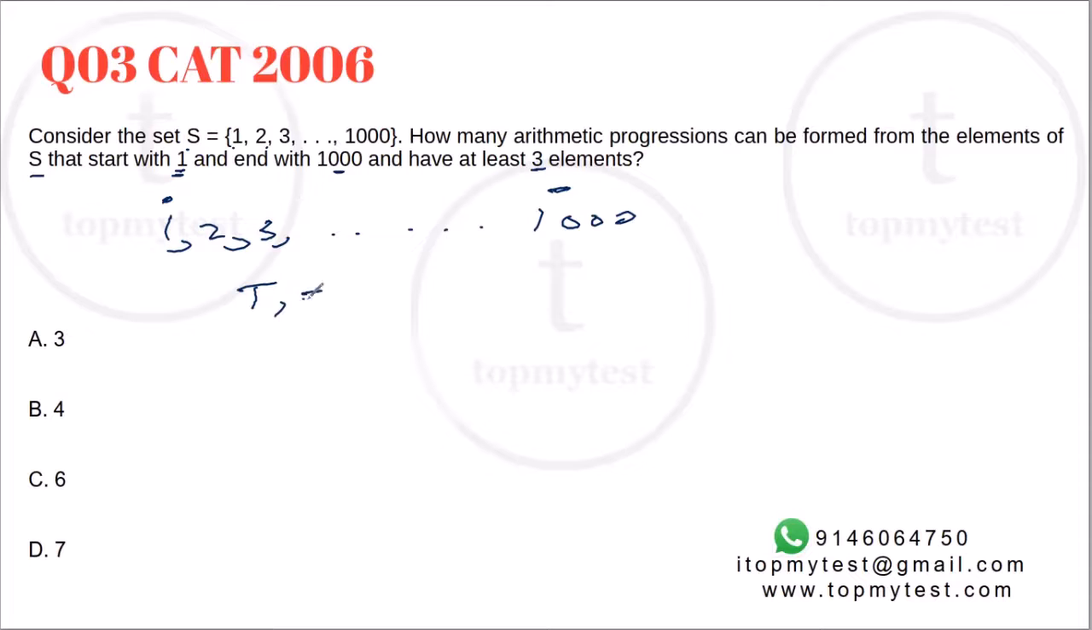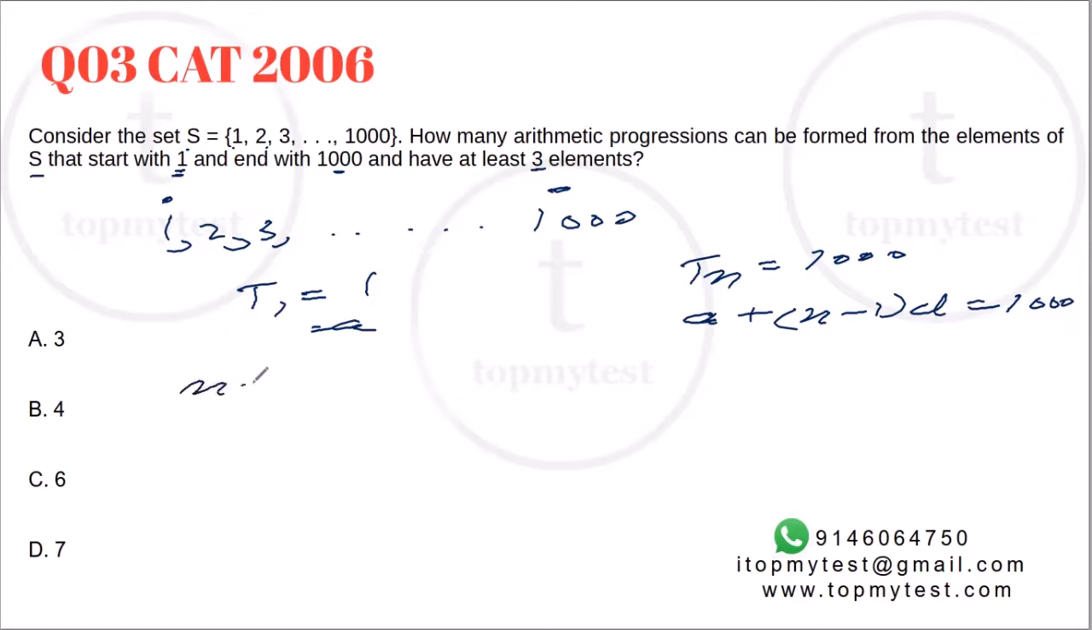So the first term is 1. The nth term, the last term, should be 1000. Now what do we know about the nth term? If the first term is a, this will be a plus n minus 1 into d. This should be equal to 1000. Now we know a is equal to 1, which means n minus 1 into d should be equal to 999. Now if you observe carefully, this is a product of two numbers, 999. So how many ways can it be written as a product of two numbers? Basically, if n minus 1 is a factor of 999, d should also be a factor of 999.